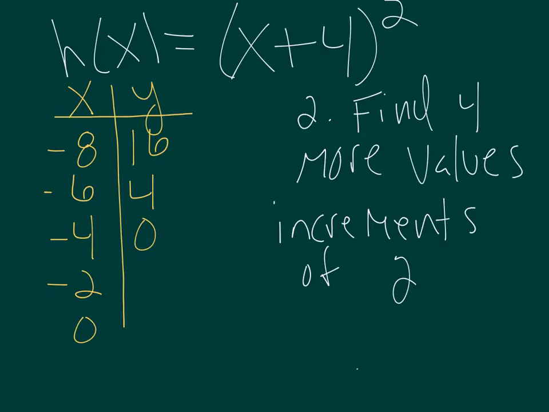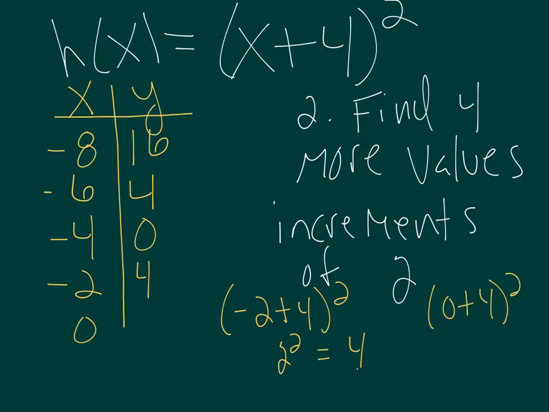Now just to show you, let's say I plugged in negative 2 plus 4, and then I squared it, so this would be 2 squared. 2 squared would be 4, so that would go right here. Now what happens if I plug in 0 plus 4 squared, you would get 16. So this would be 16. So those are all my points.